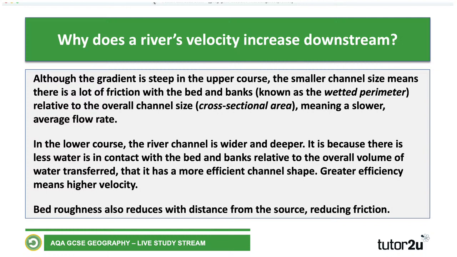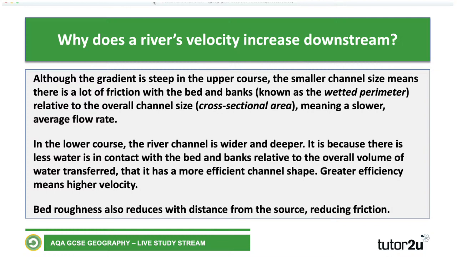So there's a lot of friction and it slows the flow rate. It slows the velocity of the river. However, as we get to the lower courses, that river channel has got so much wider, so much deeper, if you remember diagram C. So there's far less water in contact with the bed and banks. So the friction is very, very low. So the volume of water can go much more quickly because it's a more efficient channel shape. It has a far greater efficiency, so much higher velocity.